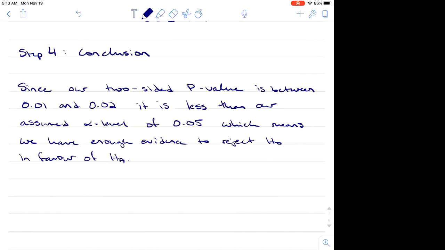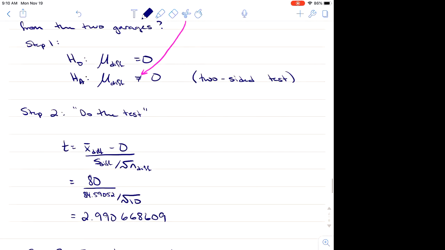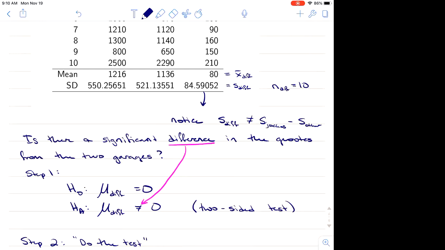Okay. What does this mean in terms of our hypothesis? It means that mu diff is significantly different from 0. A difference of $80 on average is significantly different from 0. Remember, even though you might think, oh, 80, that's different from 0, we have to take into account the standard deviation, that spread. And that's what the t does for us. So therefore, there is a significant difference in the quotes from the two garages.